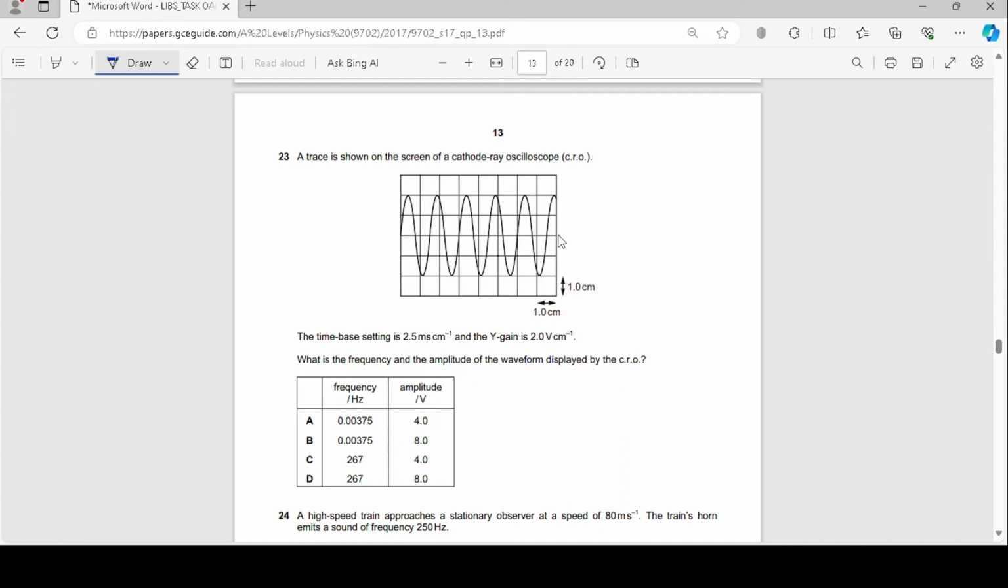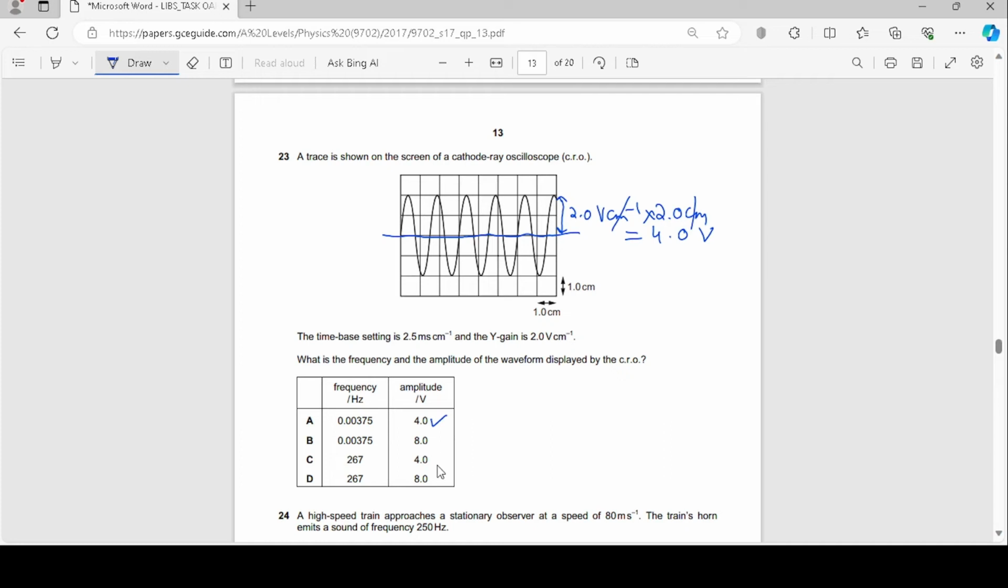Okay, so the amplitude is just going to be, because the Y gain is 2.0 volts per centimeter, right? So each box vertically is 2.0 volts per centimeter. So this is the amplitude, right? Because that is my equilibrium line, and so that is going to be two boxes, so that's 2.0 volts per centimeter times 2.0 centimeters. So then I'm going to get my amplitude as 4.0 volts.